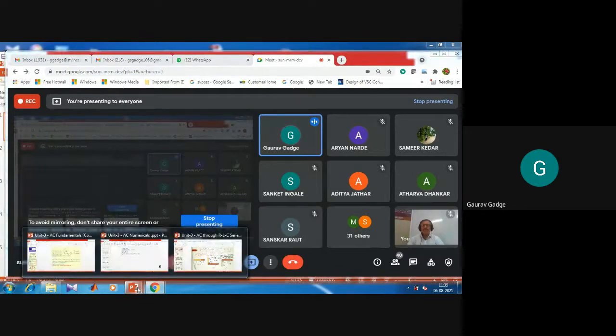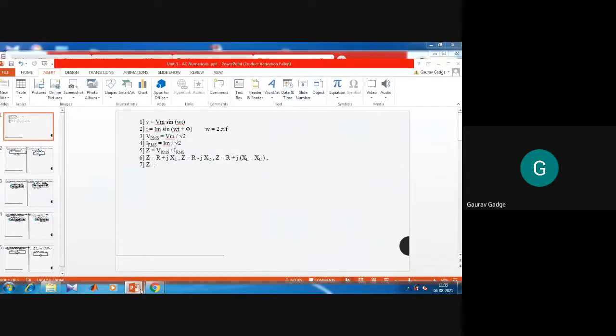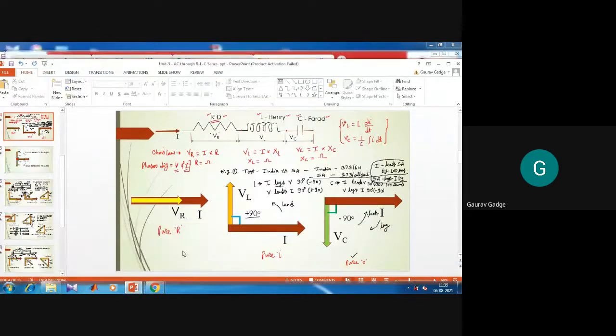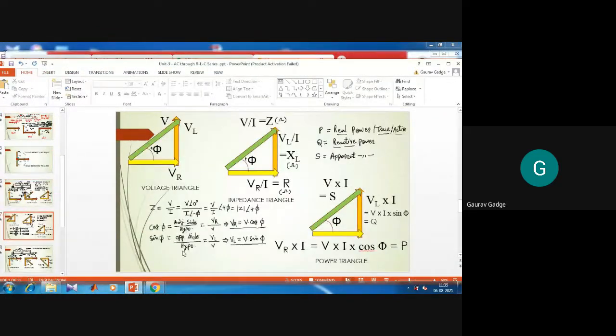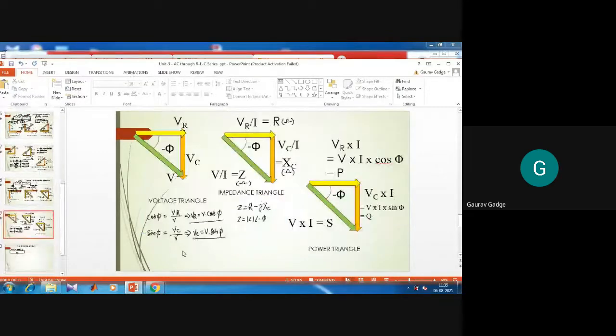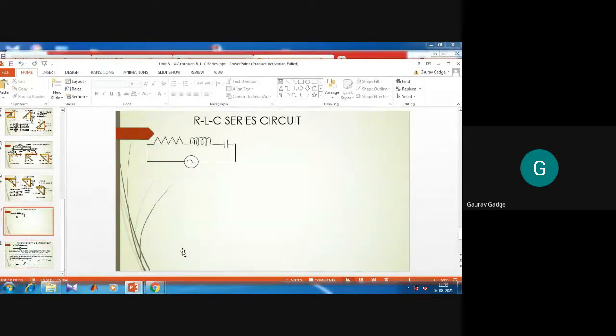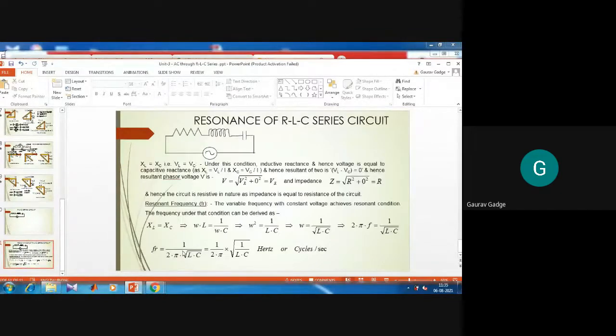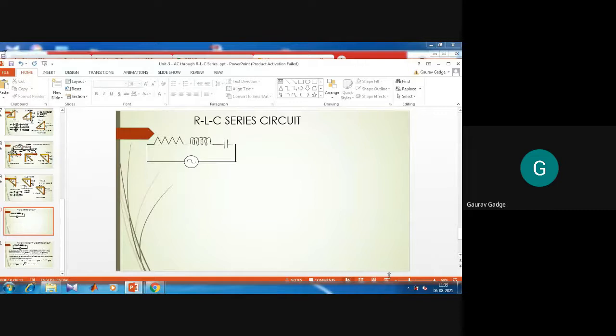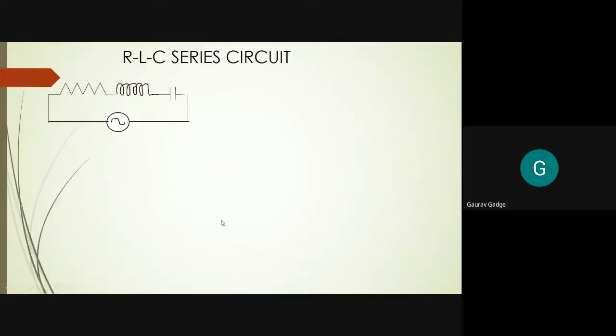First, I just want to share the discussion which we did in the last class, up to the RLC, RL and RC series circuits. Today we have to discuss the RLC series circuit and, as the last part, the resonance of RLC series. So I will start with this particular topic first. We have already seen RL series and RC series, and now we have this third combination, that is RLC series.